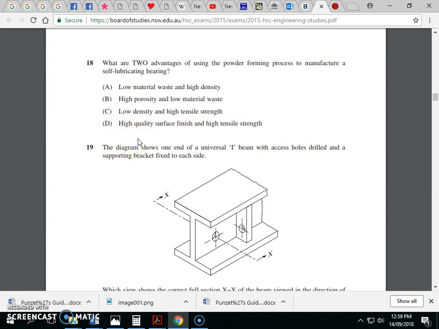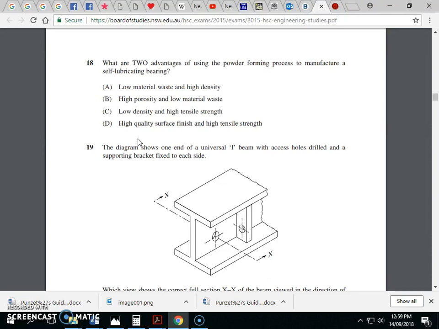Okay. Two properties of using powder forming processes. Okay, well, I like talking about powder forming. Sintering is another term. What's an advantage? Okay, well, low material waste and high density. There is low material waste, that's true. High porosity and low material waste, I like that better. Low porosity and high tensile strength, no. Okay, high quality surface finish, yep. And tensile strength. Okay, so eliminating the ones that say tensile strength, which one do we like the best as an answer? B, yeah. So, high porosity because it's like tiny particles. Yeah, that's exactly right.